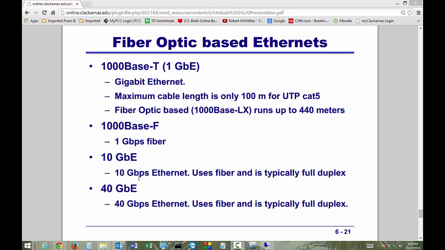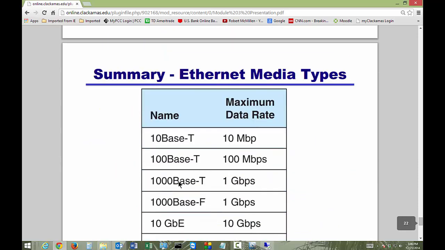10 GBE, 10 gigabits per second Ethernet, uses fiber and is typically full duplex. Well, most everything is full duplex nowadays, but every once in a while you'll find one that runs at half duplex. Half duplex, of course, can only run one direction at a time, whereas full duplex can run two directions, both back and forward at the same time. 40 GBE is 40 gigabits per second, uses fiber, and is typically, again, full duplex.